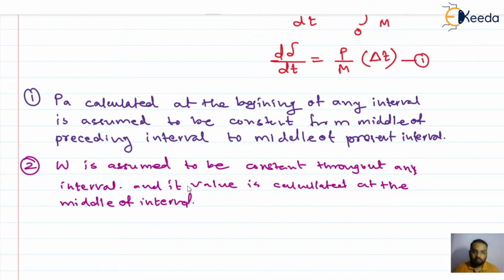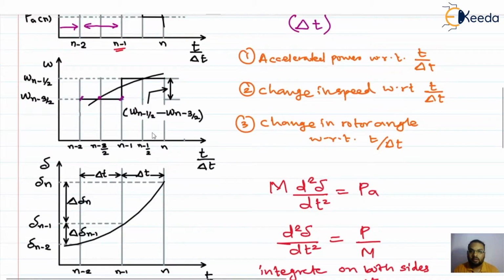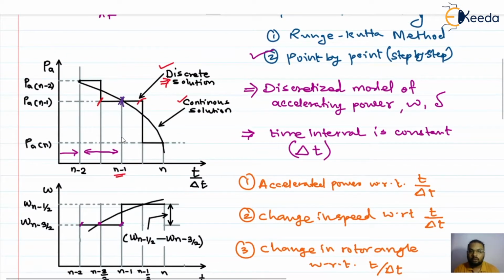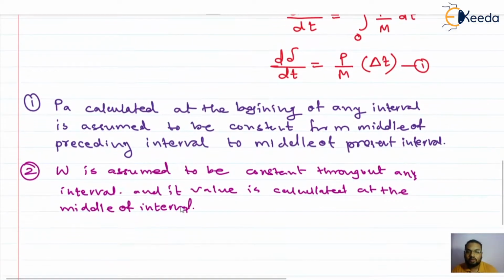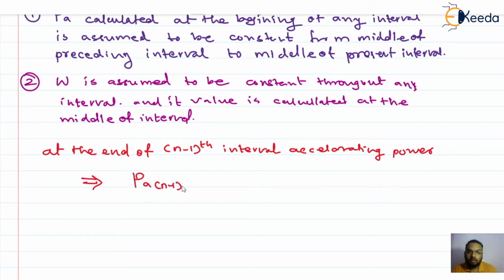Then the next graph is of the rotor angle, or the change in rotor angle with respect to time. Let us consider one time interval, the n minus 1th interval. At the end of this time interval, I want to know the accelerating power, so let us calculate that. At the end of the n minus 1th interval, the accelerating power will be Pa in the n minus 1th interval.